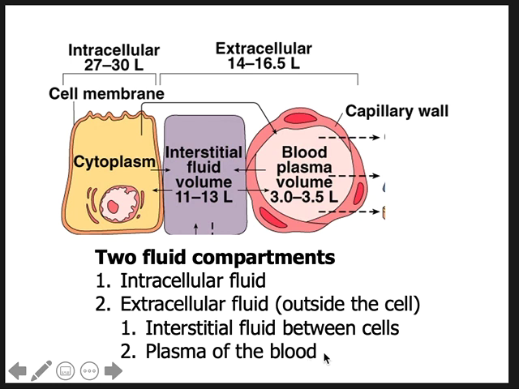You could put in parentheses next to plasma of the blood lymph fluid, because lymph is going to be delivered back into the blood. It'll become plasma again. So when it's in the lymph vessels, we call it lymph. And then when it gets returned into the vascular system, it becomes plasma again. Please remember that blood is king.